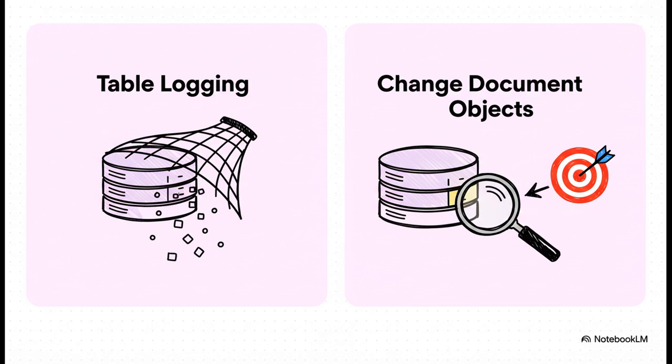On the right, we've got the official SAP standard method, change document objects. This is more like a surgeon's scalpel. It's precise. You pick exactly which fields you care about, giving you this perfect, clean audit trail for your most critical data.